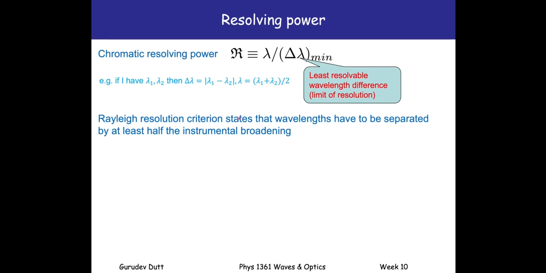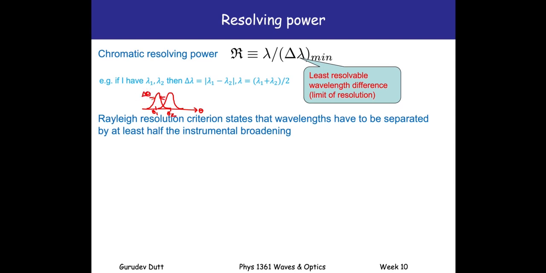So the Rayleigh resolution criterion, and this shows up again and again, is that the wavelengths have to be separated by at least half the instrumental broadening. Effectively what it's saying is, coming out of the grating, if I plot as a function of theta, then lambda 1 will have some angle theta 1, and lambda 2 will have some spread in the angles given by delta theta that we just derived on the previous slide. Each of these is separated by delta theta.